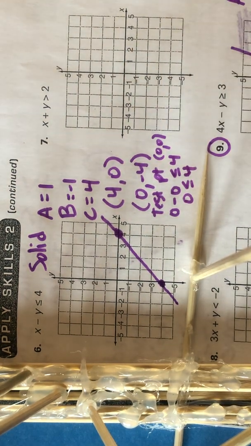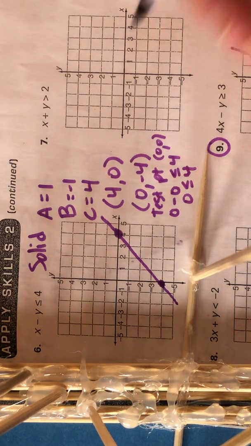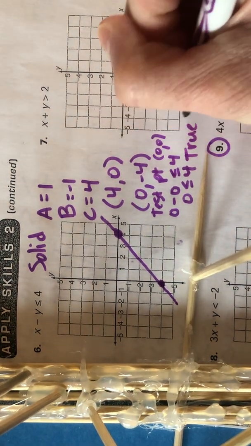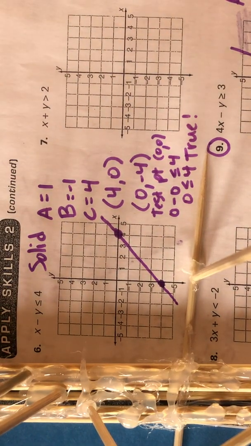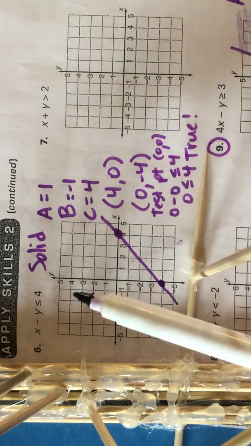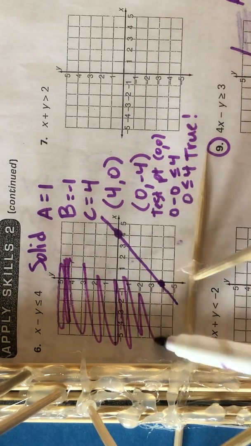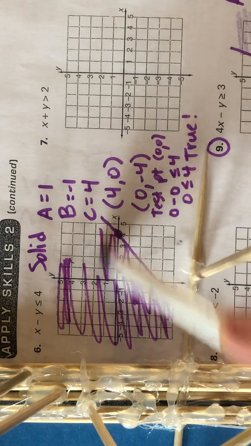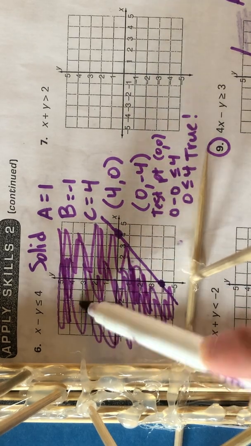Is 0 less than or equal to 4? It better be. This is a true inequality. We shade where the inequality is true. So our inequality was true at our test point (0, 0). So that's the side of my inequality where my solutions are going to be, and that's where I shade.